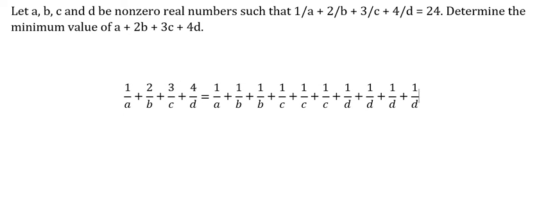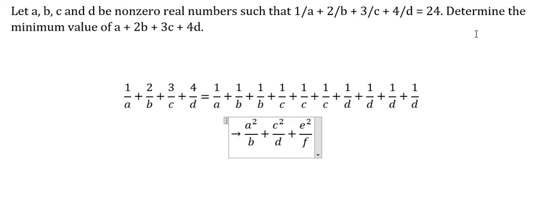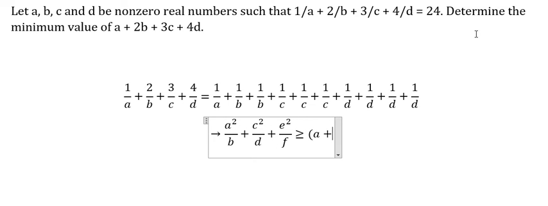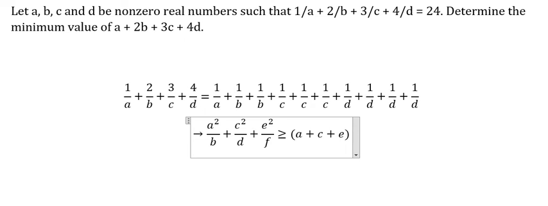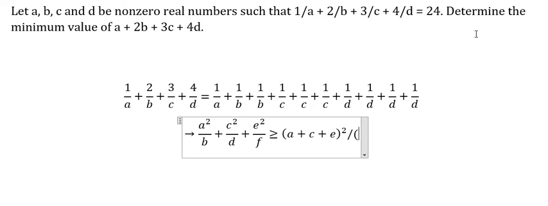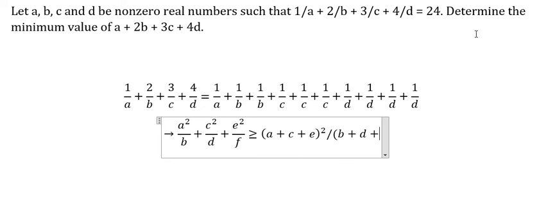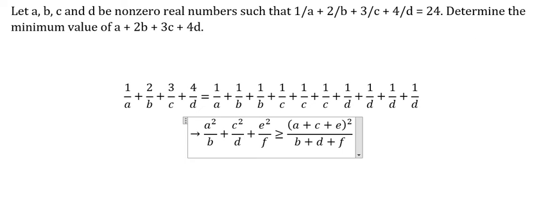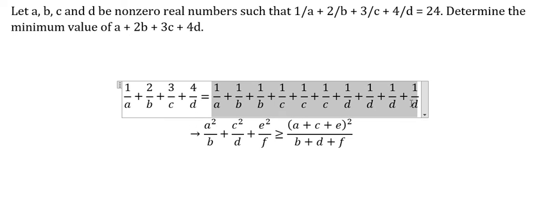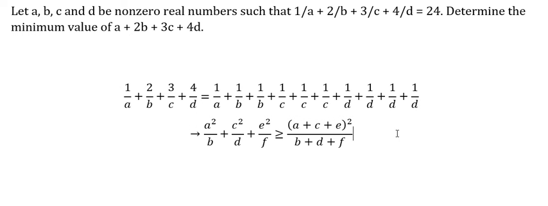Next, we have the formula in here. That is about a squared over b plus c squared over d plus e squared over f. And this one we have (a plus c plus e) to the power of 2 over b plus d plus f. Now we can apply the formula for this one, and we have like this.